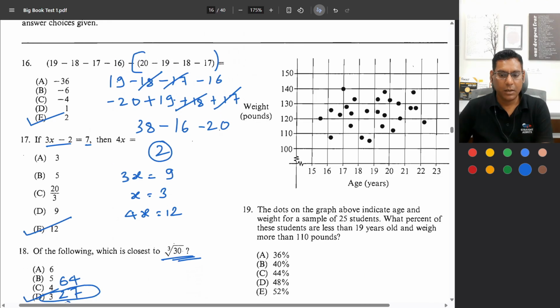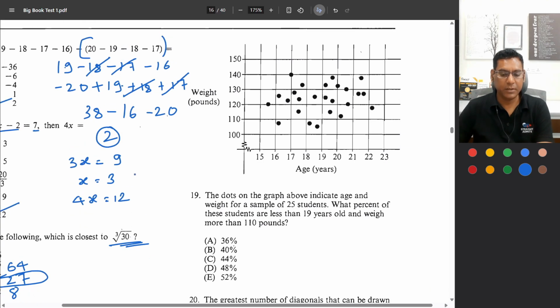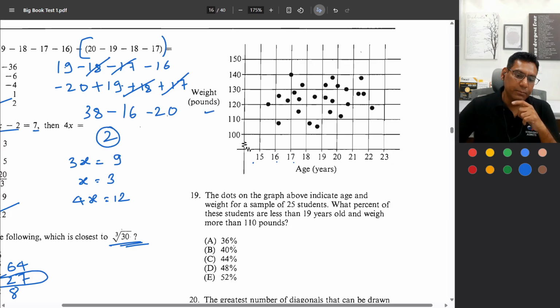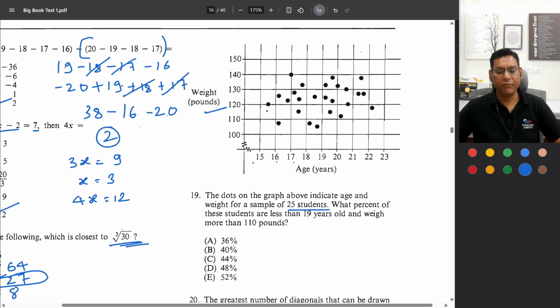Okay, there's a graph now. Interesting. The dots on the graph above indicate age and weight. So this is age 15, age 16, 17, etc. and weight in pounds. The dots indicate age and weight for a sample of 25 students. So there are 25 dots. This first dot is age 16 something and he weighs 108 or something. Then this dot basically talks about age 15 and a half and he weighs 120 pounds, something like that. And there are 25 such dots.